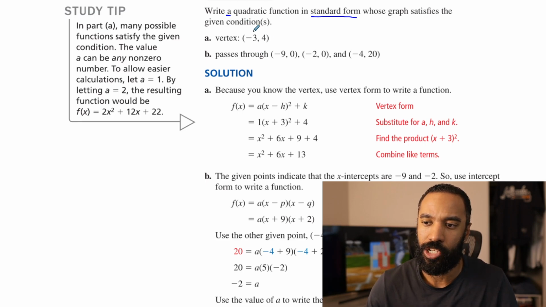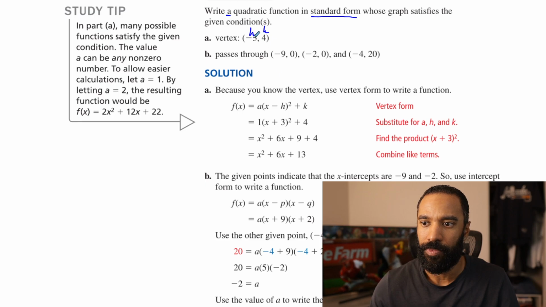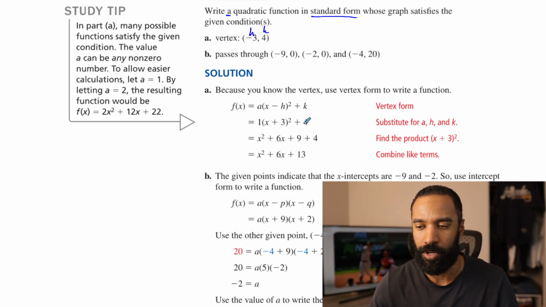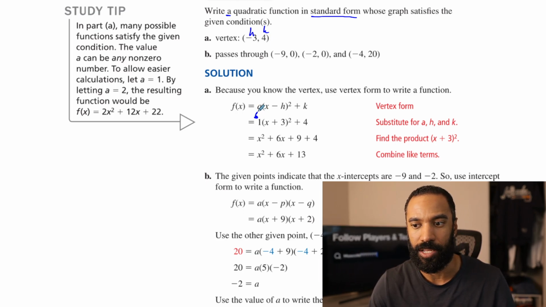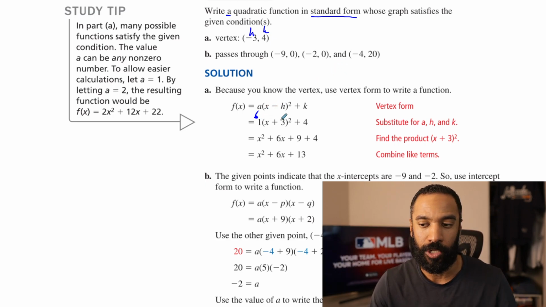This is your h and this is your k, negative 3 and 4, in this vertex form equation. So we substitute negative 3 in for h. You get x plus 3 squared, and k is 4, so plus 4. Notice they just chose 1 for a. You can choose any number as long as it's not 0. You can choose 2, negative 3, 1/2, things like that. Depends on how much you want to do.